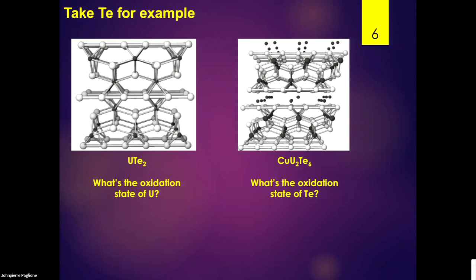If copper is 1+, as copper usually is in intermetallics, then uranium will be 4+, and tellurium 6. Three of them are 2-, and three of them will be 1-, but it's like between 1- and 2-. Again, that makes the uranium between 3+ and 4+. Maybe we should press this one or study this one.